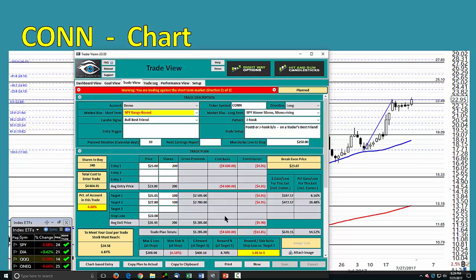But I could configure this by selling, I don't know what the number is, 150 shares. Let's knock this down. Yeah, if I sold 150 shares at that first target, I could get almost my full $300 here.